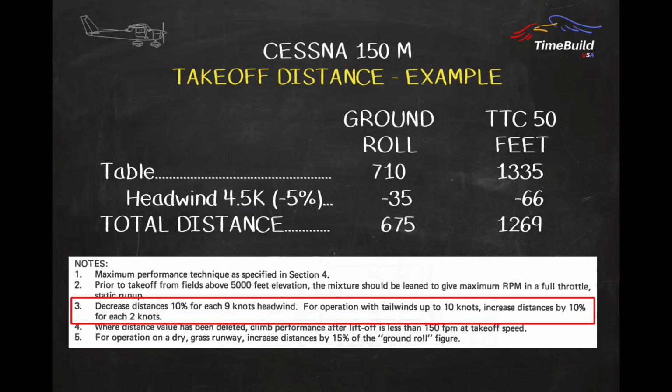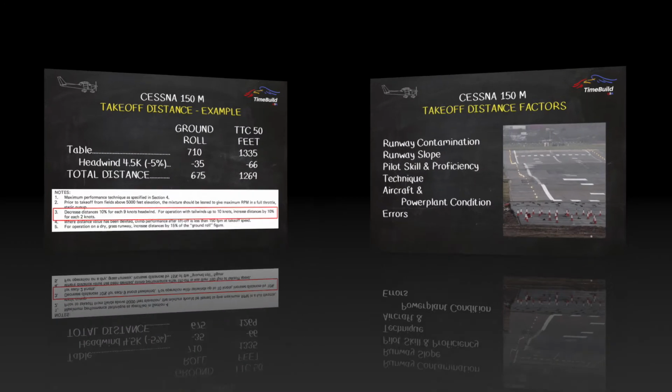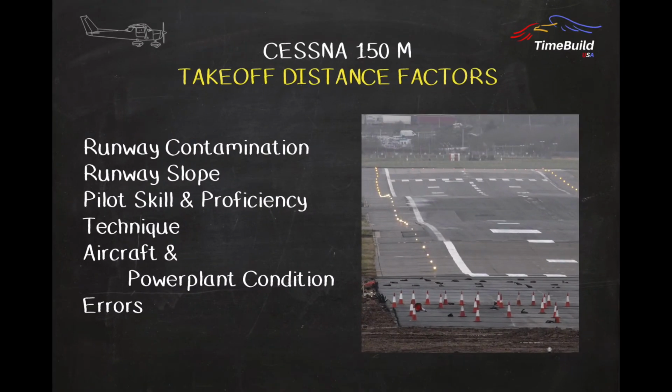Again, TimeBuildUSA aircraft are only to be operated from paved runways, and therefore note number 5 does not apply. Just as important as knowing what factors are included in performance data is knowing what is not included. These unaccounted for factors can significantly affect the actual aircraft performance and is a reason we always add a safety margin to the computed data.